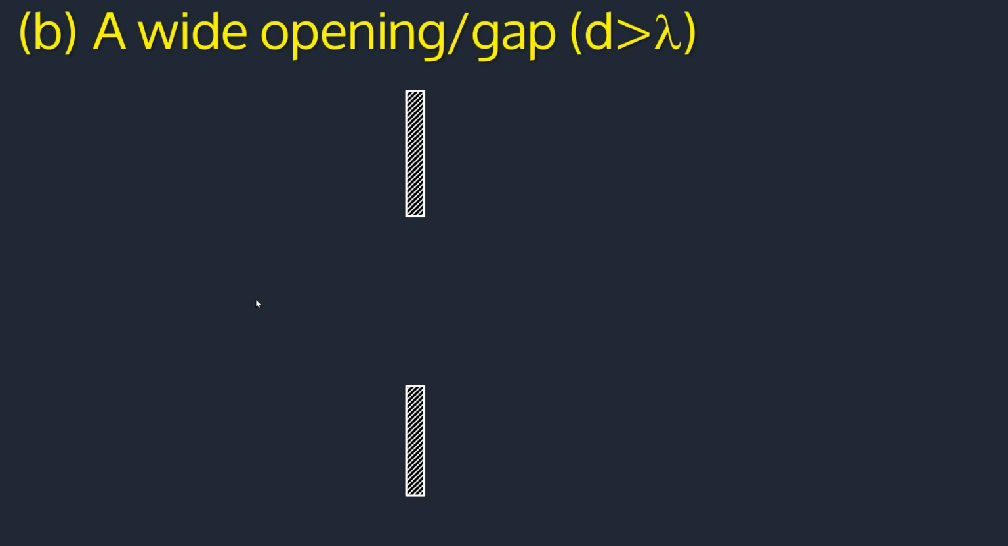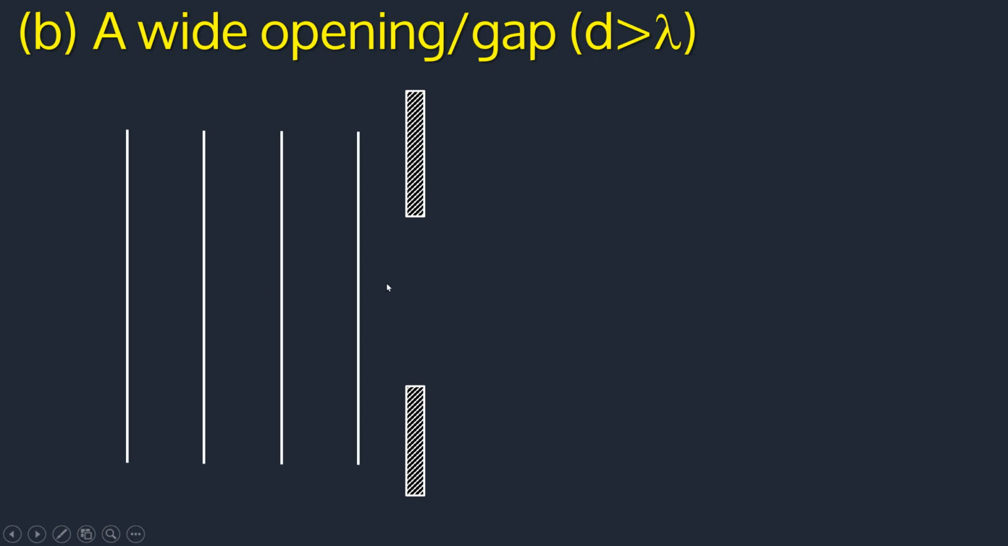Next, what about if you have a big hole, a wide hole? If the hole is wide, what happens? A wide opening or a wide gap is one where D, from here up to here, is greater than lambda. You can clearly see that. This wave is incident, but from here up to here is bigger than the wavelength. So what will happen? Now look at what happens.